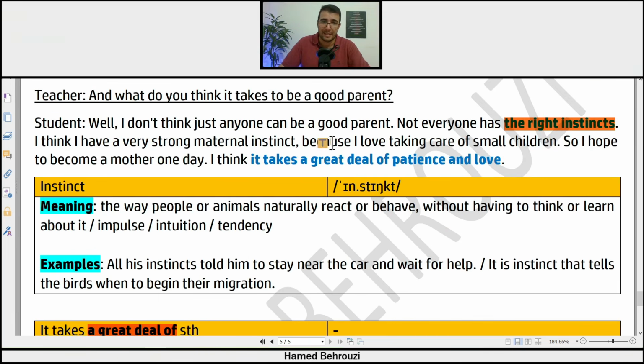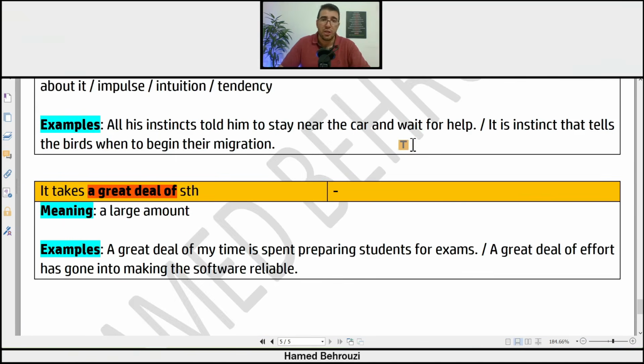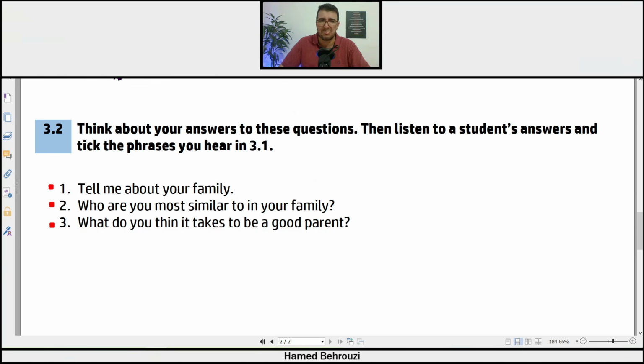Let's see it in the text. I think it takes a great deal of patience and love. I think she was talking about being a parent. So it takes a great deal of patience and love. It's like you need to have a lot of patience and love. So part 3.2 is also finished. I think most of the things that we had here are now finished.